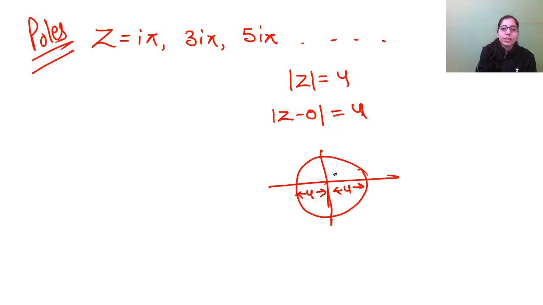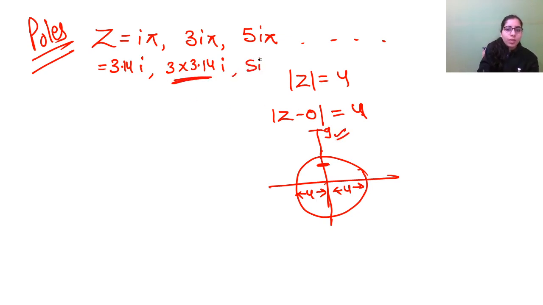Next, in this circle, which of these poles will exist? This is 3.14 iota. Iota represents the imaginary axis. This is 3 into 3.14 iota, that means 3 times 3 is 9, approximately close to 9. So this will be outside the contour. We will not consider this pole; we will only consider this pole which exists within the contour. Clear? So only one pole exists within the contour.